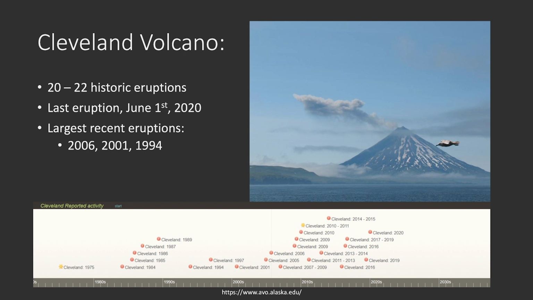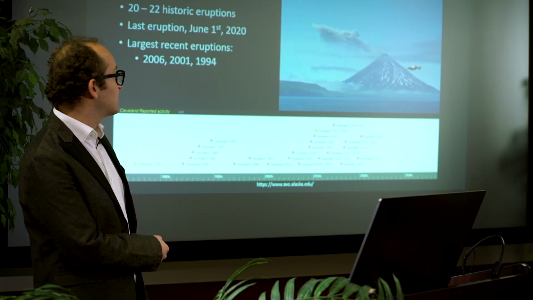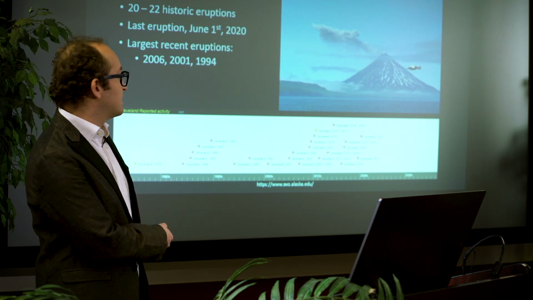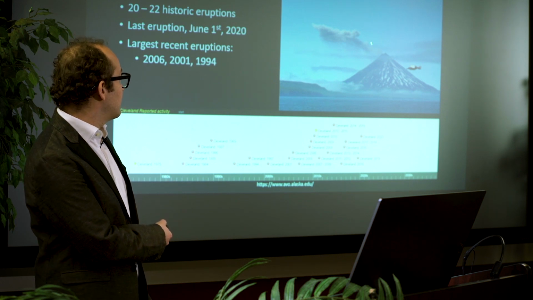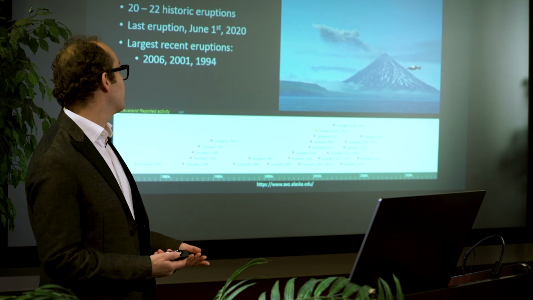Pictured down here is a timeline of all of these eruptions going back to 1975. You can see even in recent memory, there's been quite a lot. Every red dot is an eruption. And then the actual volcano itself, Cleveland, looks like this. It's fairly symmetrical. This is it on a good day. As you can see, there's still a large visible amount of gases coming off of the top of it.